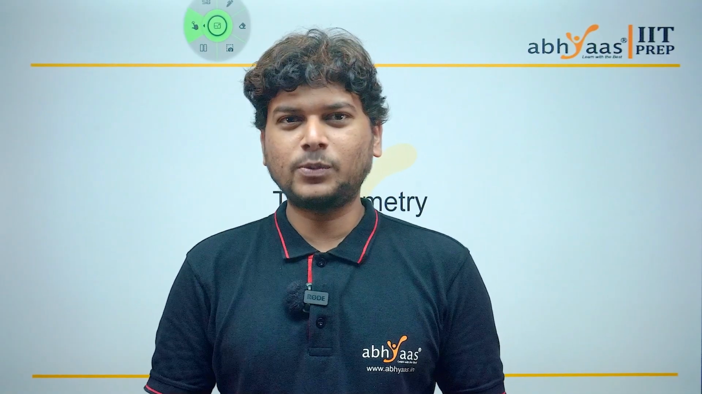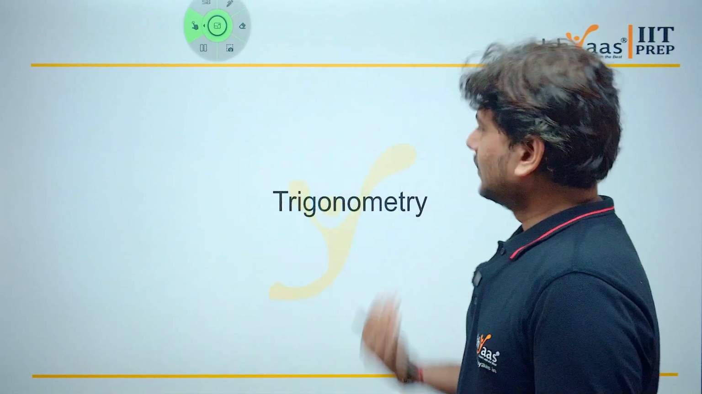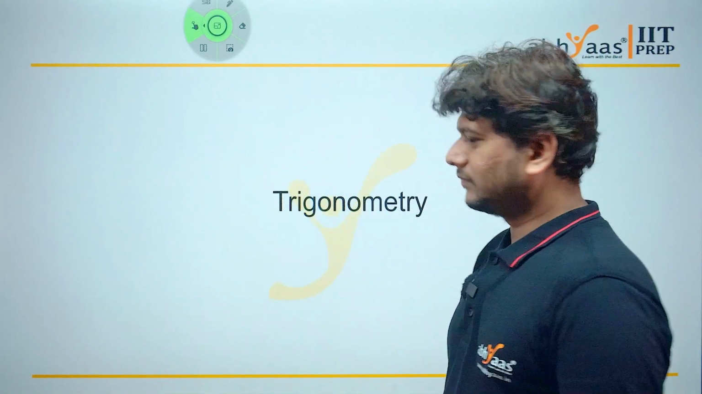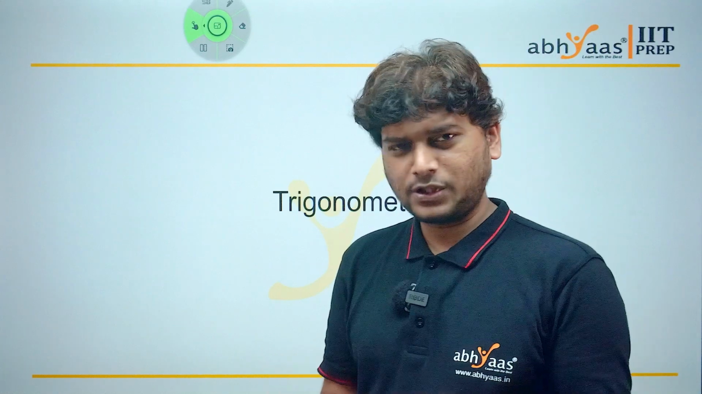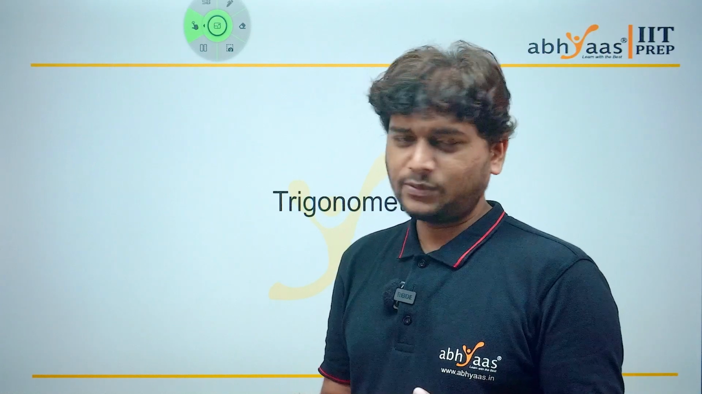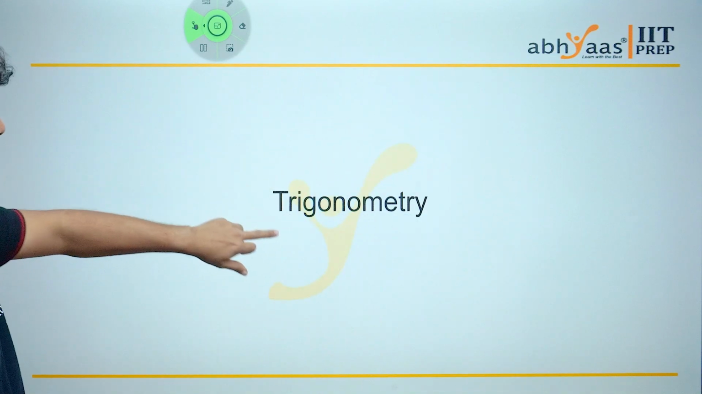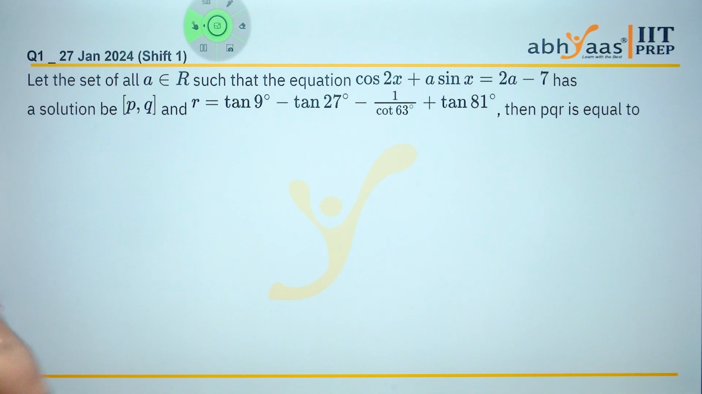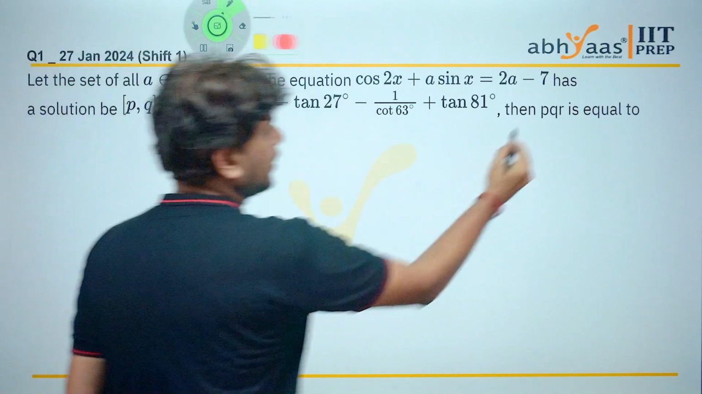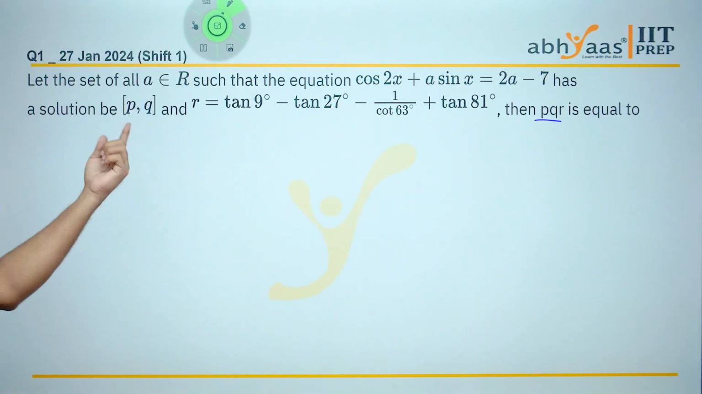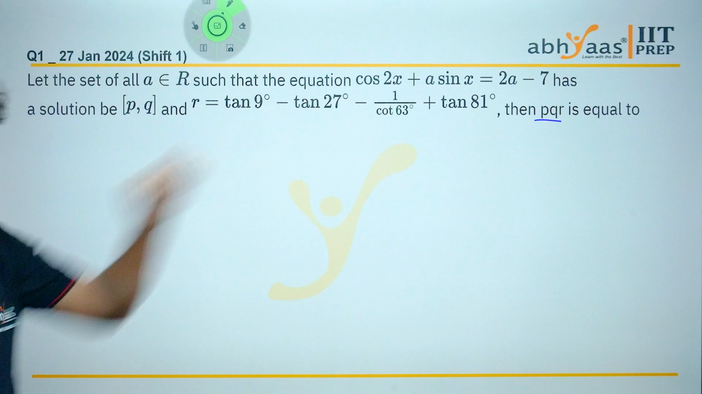In this video, we're going to talk about trigonometry. So, previous year questions on trigonometry: ratios up to transformations, equations and inverse. Okay, so let's start with the question. The first question is: let the set of all a belonging to R such that the equation cos 2x plus a sin x equals 2a minus 7 has a solution be [p, q], and r equal to (something). Then find pqr. So we have to find pqr, and the p and q values come from this equation, so we have to solve the equation.